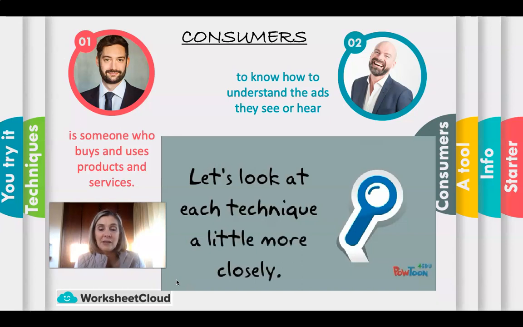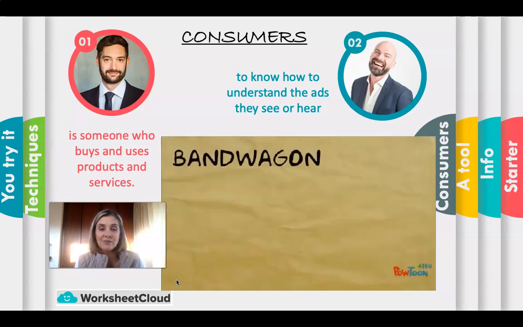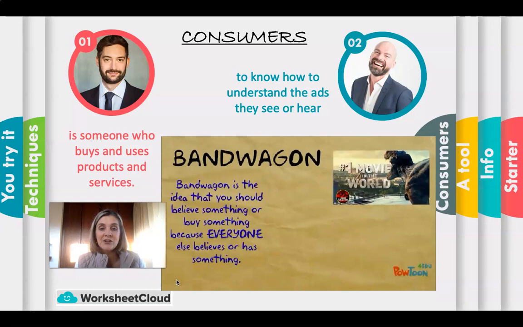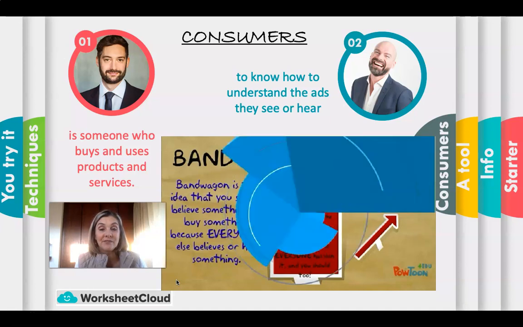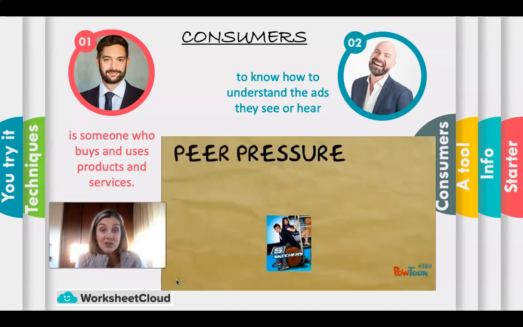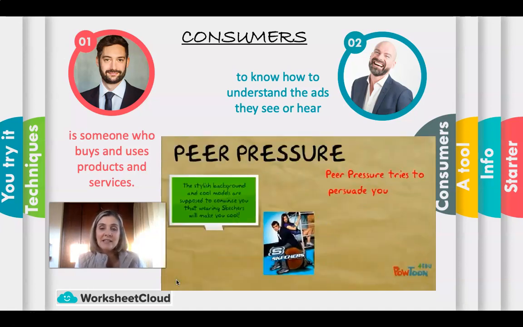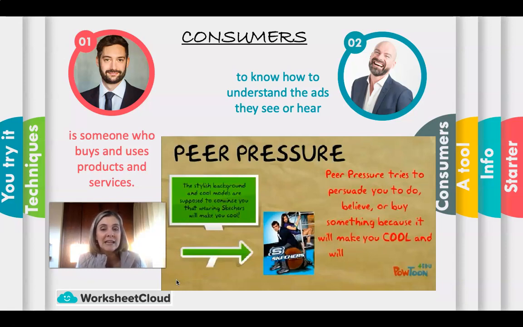Okay, so each technique, we're going to look at bandwagon first. Love this one. It's the idea that you should believe something or buy something because everyone else believes it. So if that's the #1 movie, why haven't you seen it? Love bandwagon. It's quite a powerful technique. Everyone thinks it's #1, so should you. Obviously, peer pressure makes sense. So they use that to persuade you that you need this to look cool, to be somebody, like the models in the Sketches ad. You'll be cool like them too.